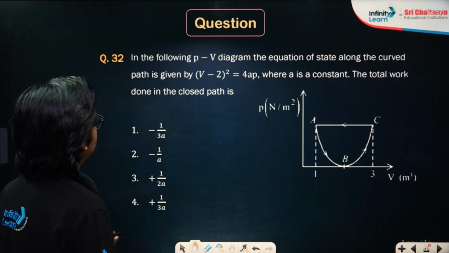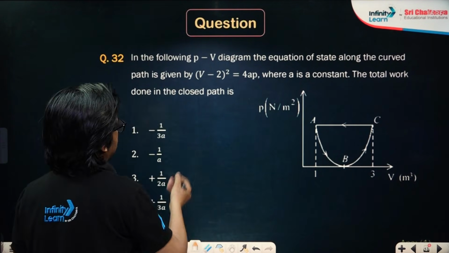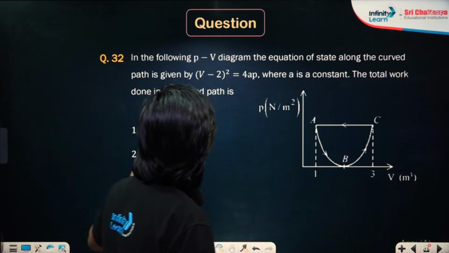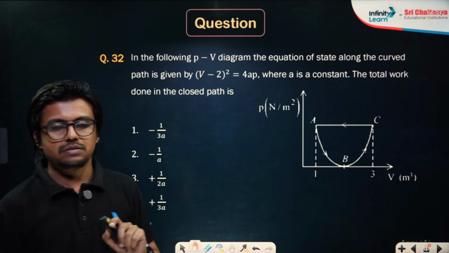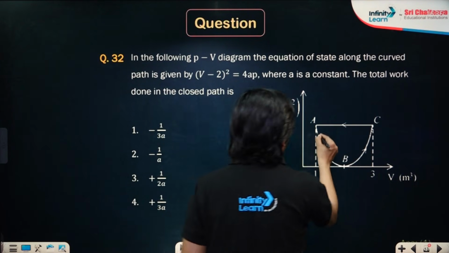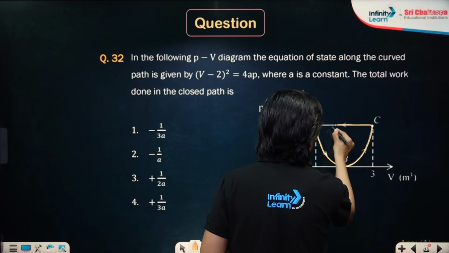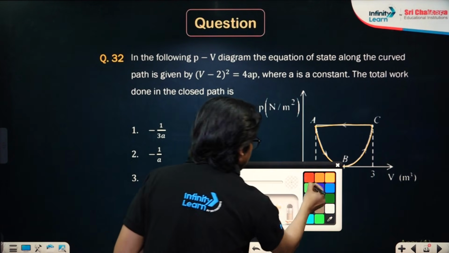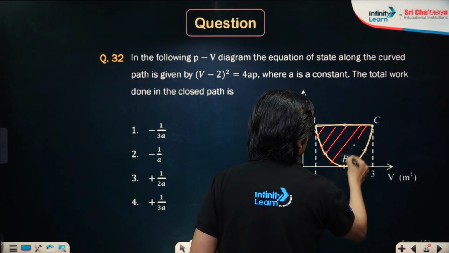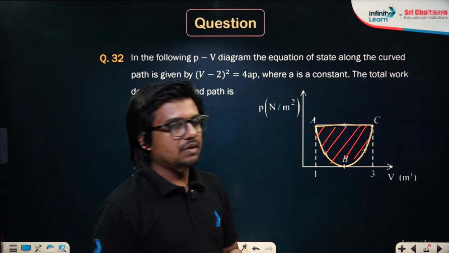Next question. In the following PV diagram, the equation of state along the curved path is given by (V minus 2) whole square equal to 4aP, where a is a constant. The total work done in the closed path is. Okay, so you can see this closed path here. Now the work done, I can say, is actually the area of the closed curve. That is going to give me the work done.